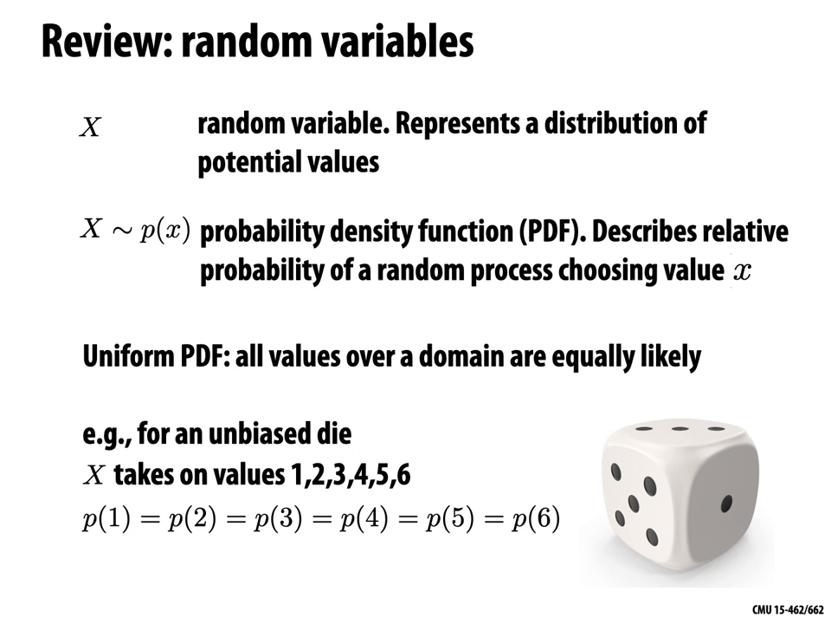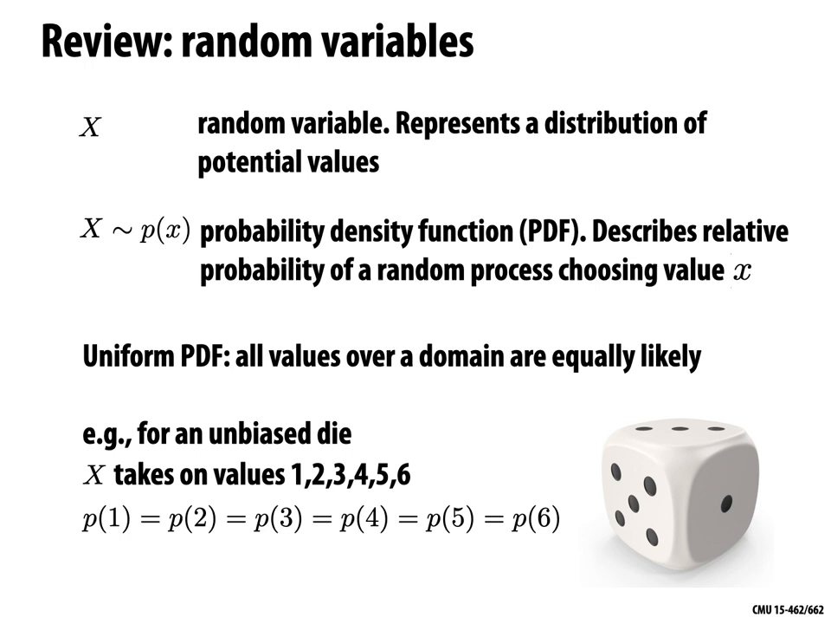Okay? And one of the most basic ideas is the idea of a random variable. So a random variable, which in this case we'll call x, represents, in some sense, a distribution of possible or potential values that that variable could take. A way that we describe a random variable, that we describe that distribution, is by a probability density function, or PDF, p of x. So this function, or this density, is going to describe the relative probability of a random process choosing a particular value x. Good example, just to make this concrete, is a uniform probability density function, which says that all values that x could take are equally likely.